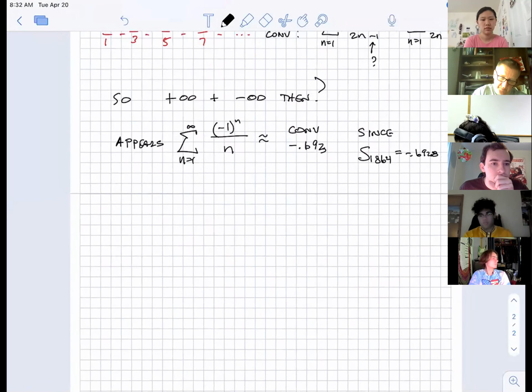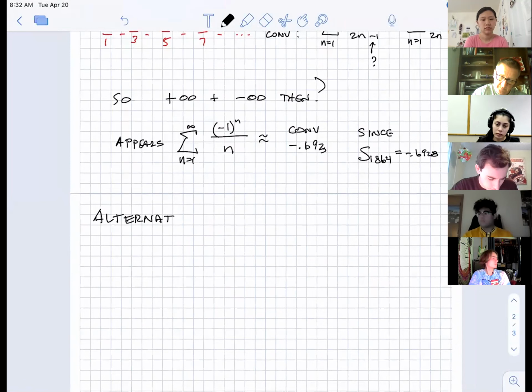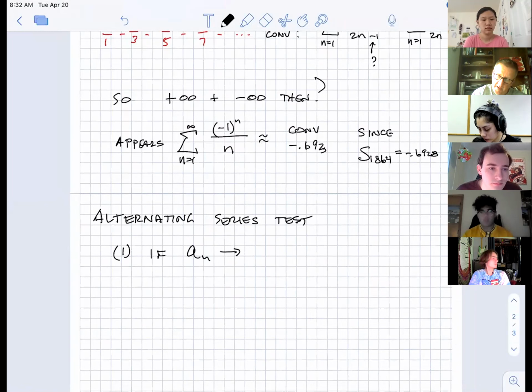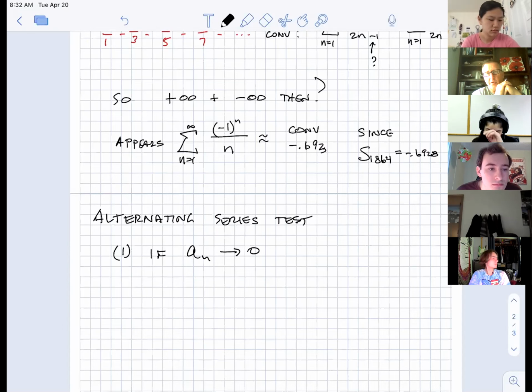So here's the deal. The alternating series test. Basically says this: 1, if AN is on its way to 0. Can I just write that in that simple language? That just means the individual terms are on their way to 0. That's a duh. That's the divergence test. The terms have to be getting smaller for this to work. Individual terms have to go to 0.